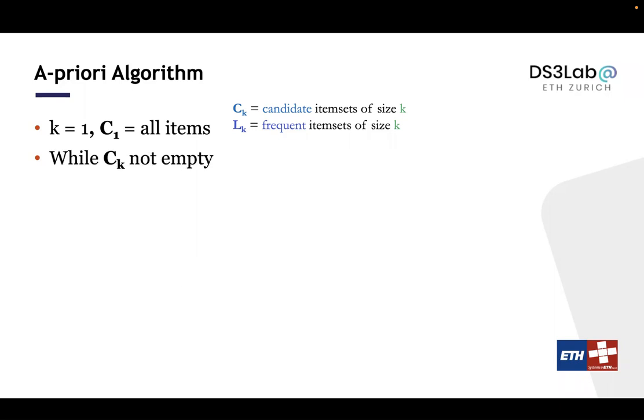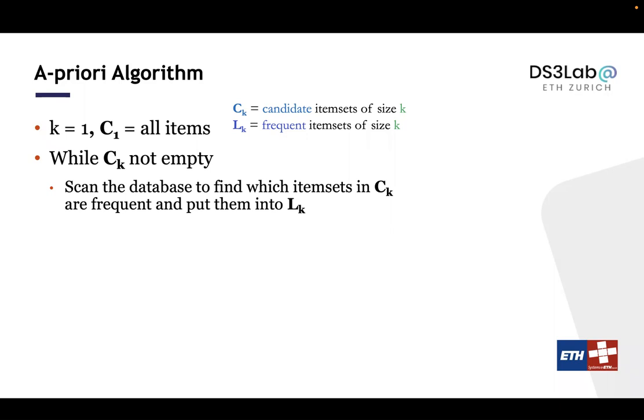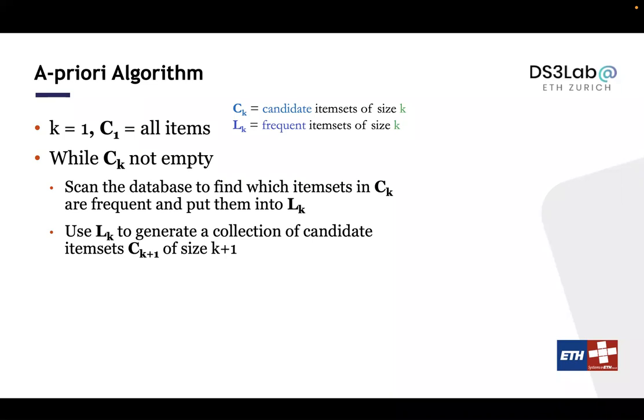Then for each of the candidates in CK, I check the frequency and put them into the actual frequent item sets if they are frequent. You put those truly frequent items into LK. And then you try to generate bigger candidates. You generate CK plus one, all the item sets with size K plus one, using LK. Then you continue to do this until you are done. So this is, at a high level, what Apriori is trying to do.